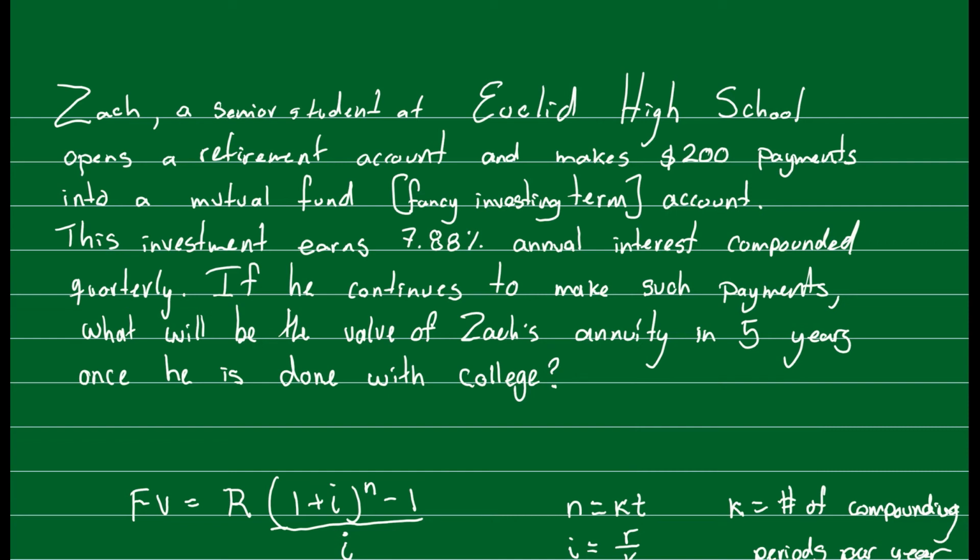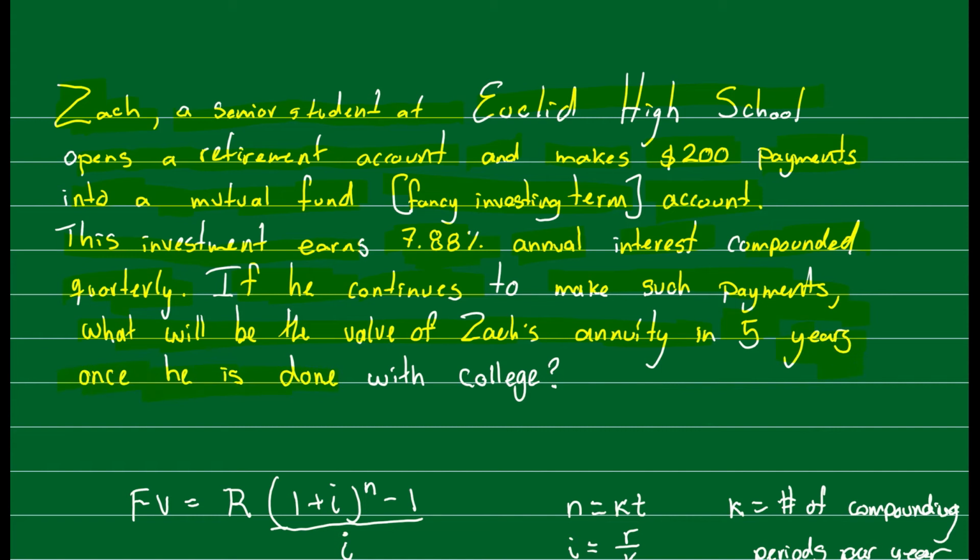So let's calculate the future value of an annuity using a real life example in a real life context that you may be able to relate with. We have Zach, a senior student at Euclid High School, who opens a retirement account and makes $200 payments into a mutual fund. It's a fancy term for an investment account. This investment earns a 7.88% annual interest rate compounded quarterly. If he continues to make such payments, what will be the value of Zach's annuity in 5 years?